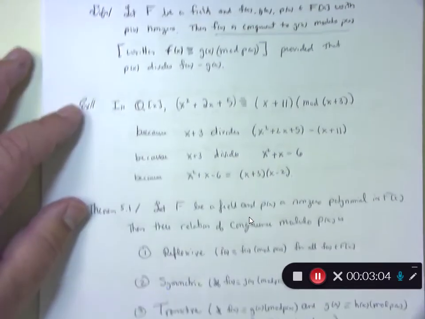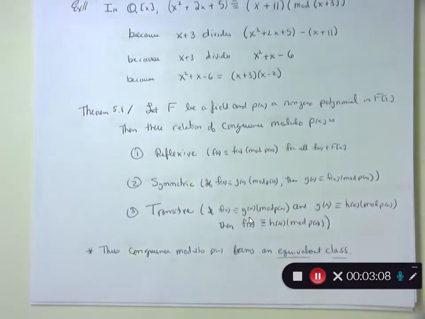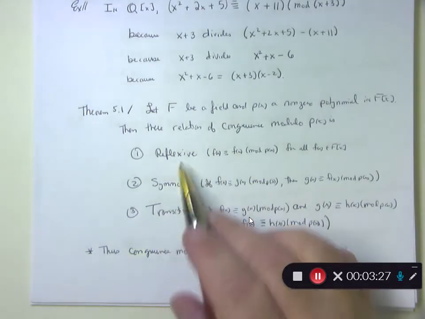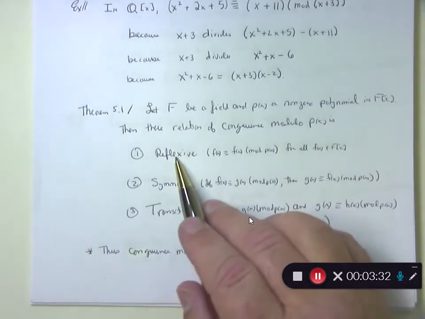So, theorem 5.1 says this. Let F be a field, and p of x a non-zero polynomial in F adjoint x, because you can't divide by 0. Then the relation of congruence modulo p of x is reflexive, symmetric, and transitive. Reflexive reminds you of what it means to be reflexive from a congruence class perspective.